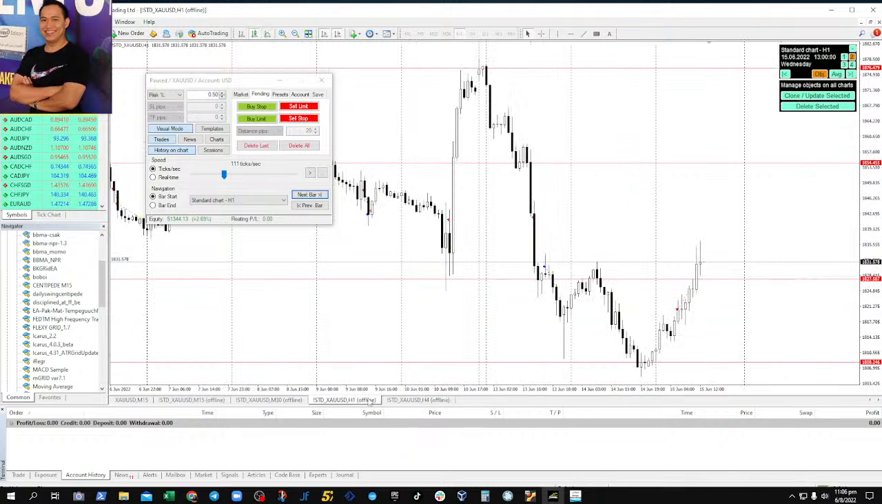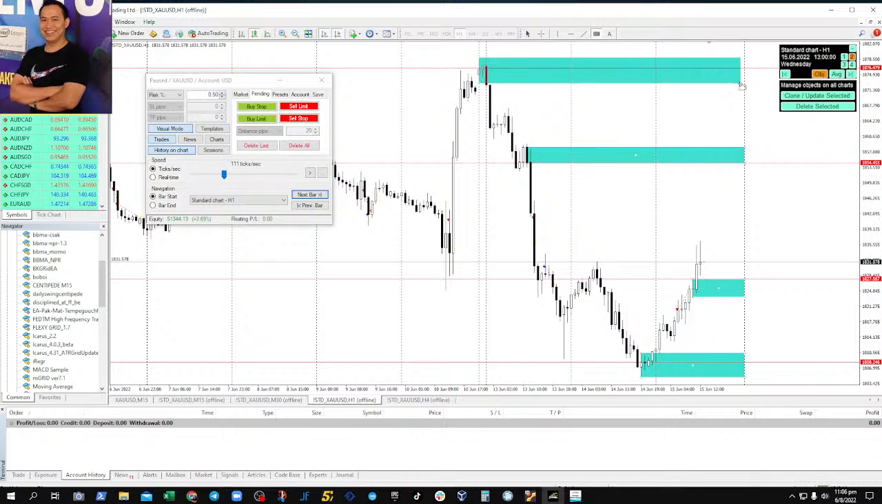Go to H1. Create the SNR level. SND level. Here. This one is basically this one. Okay. Then this one is here. I'll pick this whole zone. It doesn't matter. And this one is this one. Okay.